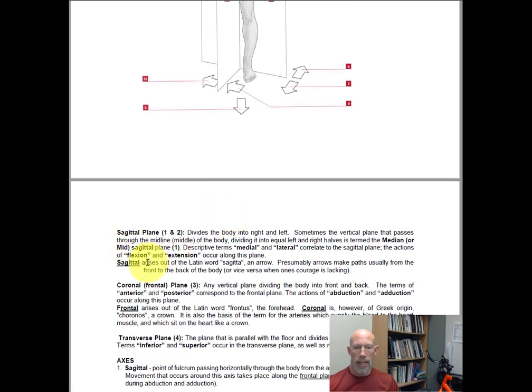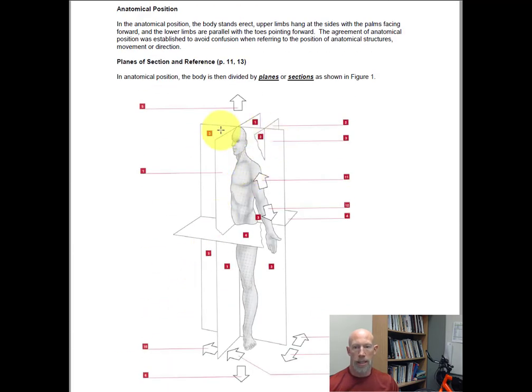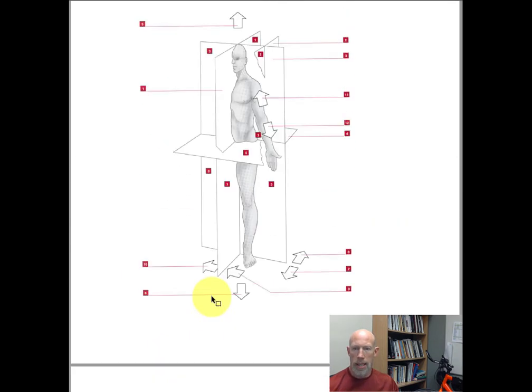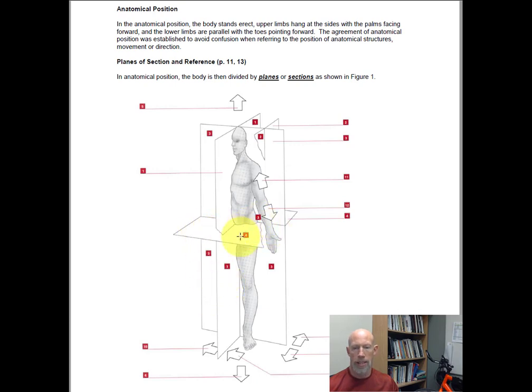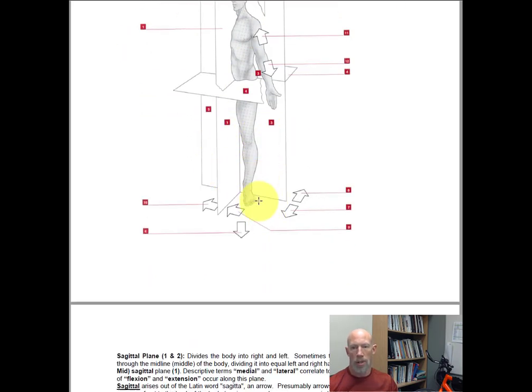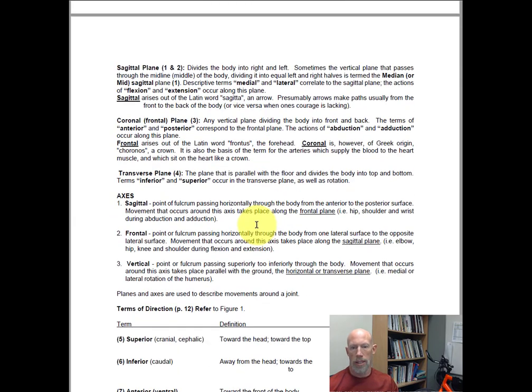Then we also have the coronal or frontal plane. That is this plane right here that is dividing the body into anterior and posterior, or front and back portions. And then finally the transverse, also sometimes known as the horizontal plane. That's this one here that divides the body or body part into upper and lower, superior or inferior portions. Some of these arrows here are also for directional terms that I'll get to in a second.